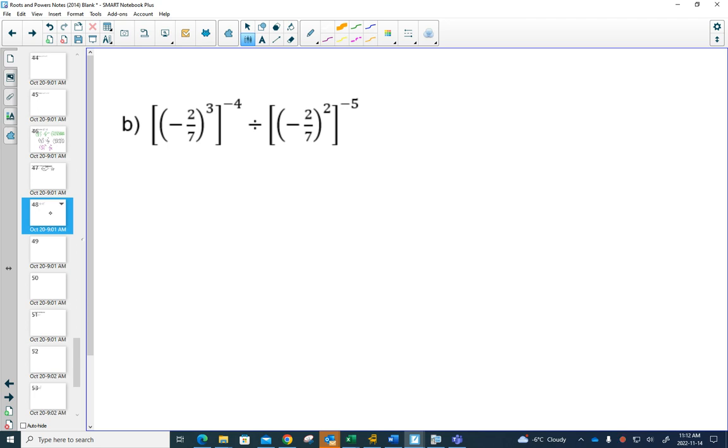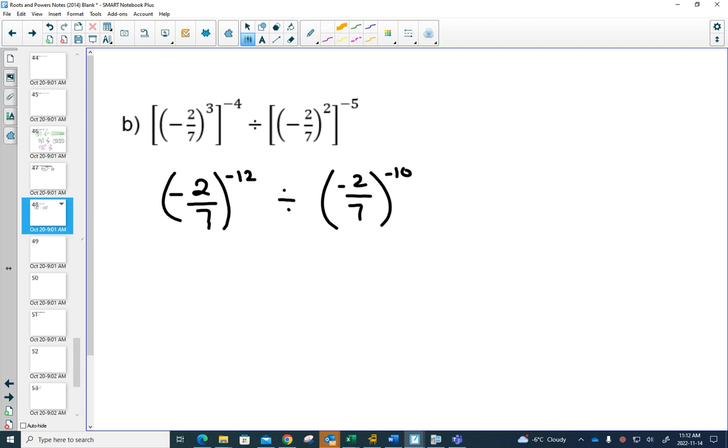So, second one. Power to a power. That's an exponent law where we multiply. So that would be negative 2 sevenths to the negative 12. Here we have another power to the power. We can multiply.